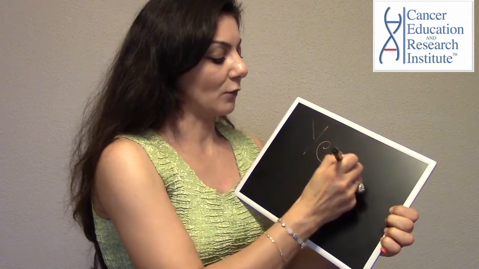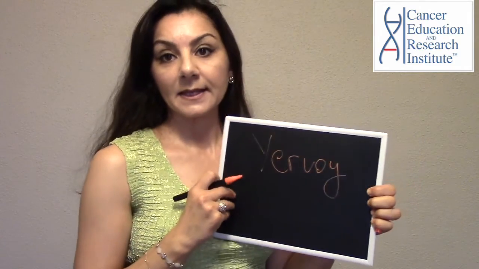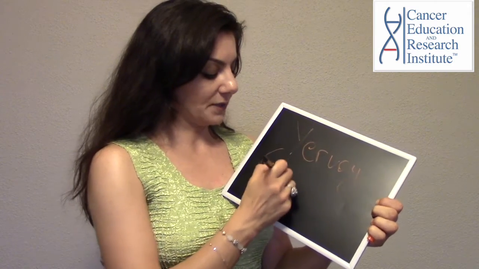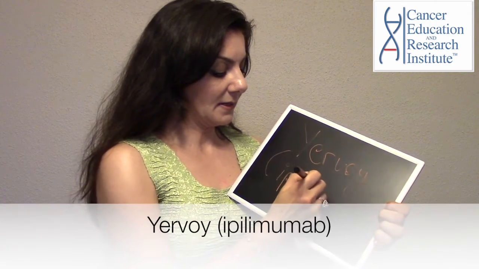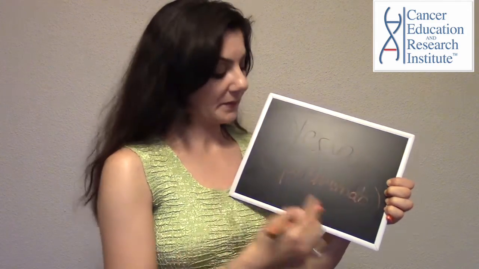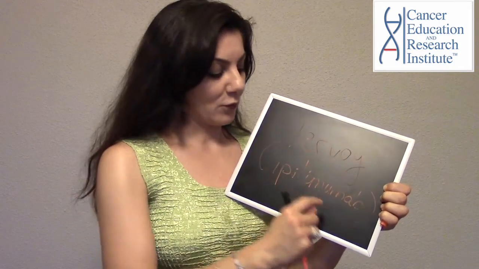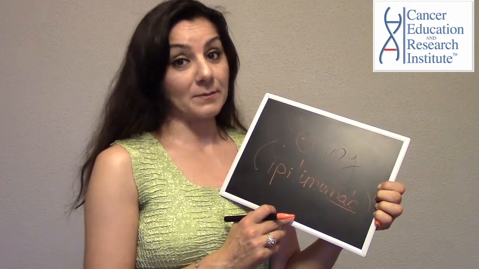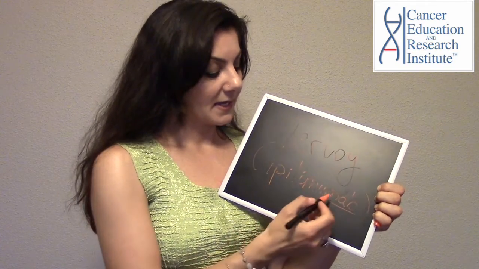Another example is Yervoy. Yervoy is the trade name. Yervoy is called ipilimumab. I would like you to one more time focus on the ending. We just learned, does it end with mab? Yes, it does. It ends with mab, so it is a monoclonal antibody. This means it's also, like Opdivo, a cancer immunotherapy drug.